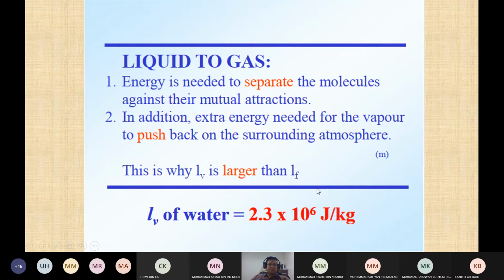In addition, extra energy is needed for the vapor to push back on the surrounding atmosphere. When changing from liquid into gas, the volume increases. So what happens if we are still in a closed system? The pressure will be higher, because the volume increases. This is why LV is larger than LF. LV of water is 2.3 times 10 to the power 6 joules per kilogram.